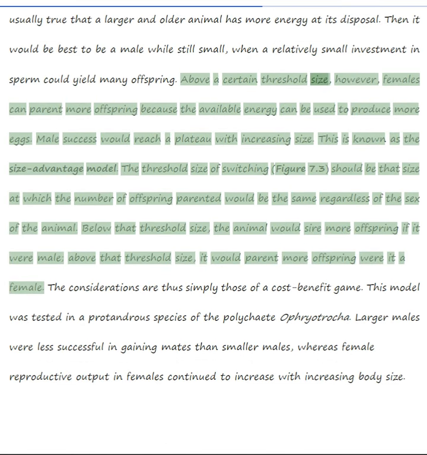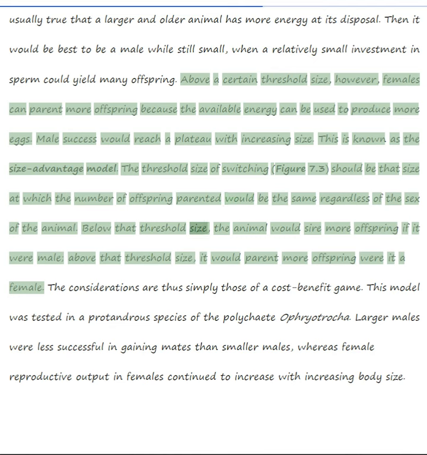Above a certain threshold size, however, females can parent more offspring because the available energy can be used to produce more eggs. Male success would reach a plateau with increasing size. This is known as the size advantage model. The threshold size of switching should be that size at which the number of offspring parented would be the same regardless of the sex of the animal.